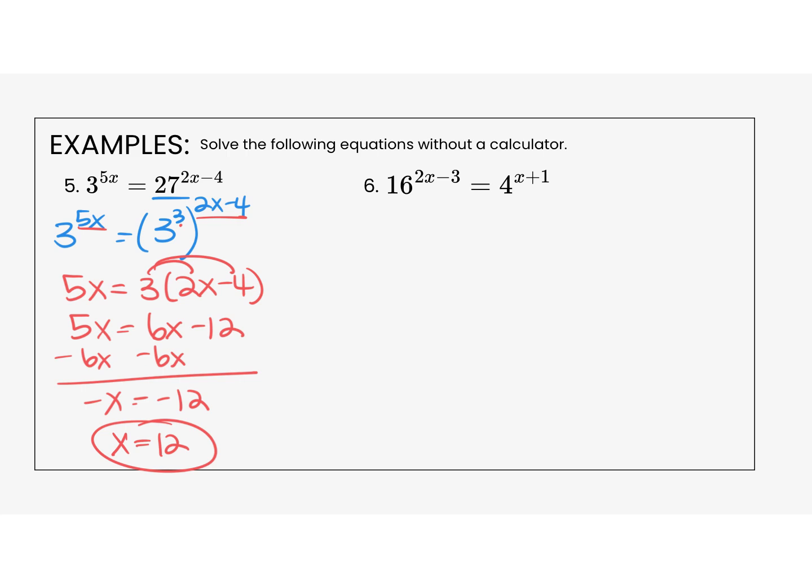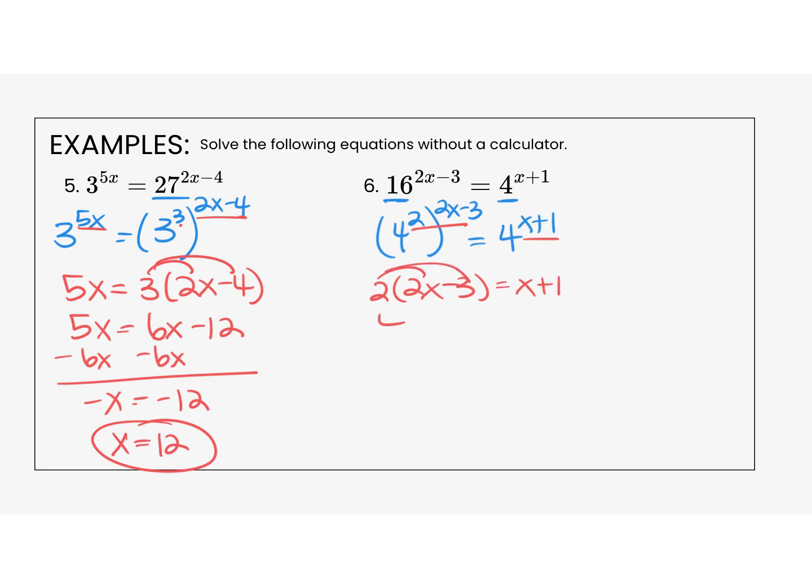Number 6, I have 16 to the 2x minus 3 equals 4 to the x plus 1. So again, I'm not going to change this, but I can change 16 to 4 to the second power. And that's still to the 2x minus 3 equals 4 to the x plus 1. So take your exponents, set them equal to each other. 2 times 2x minus 3 equals x plus 1.